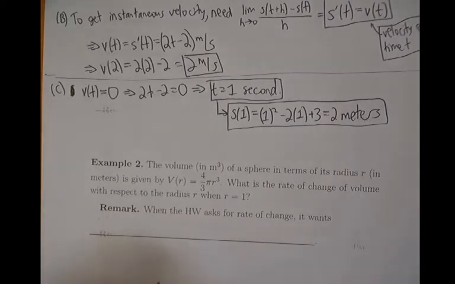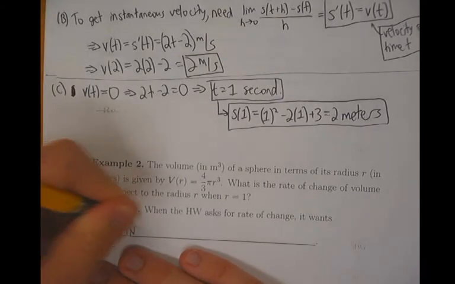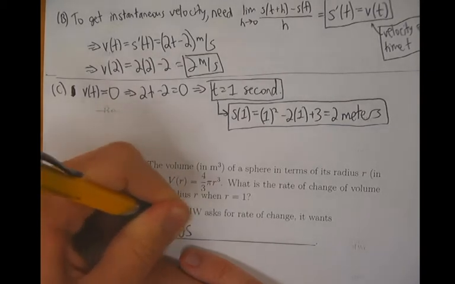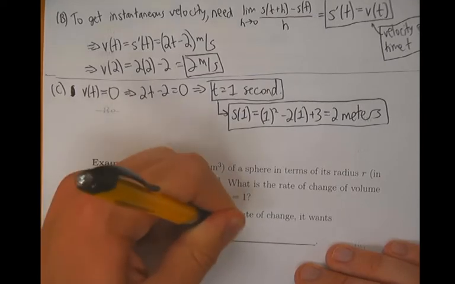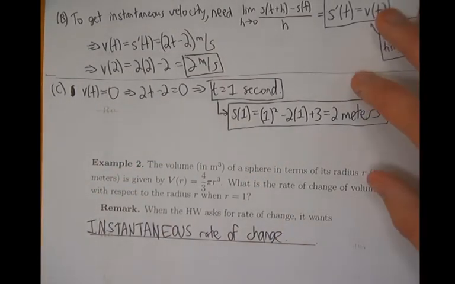Okay? So one thing to keep in mind is that if the homework just asks for rate of change, it doesn't specify average or instantaneous, just assume it wants the instantaneous rate of change. Okay. So just assume it wants you to figure out what this is.